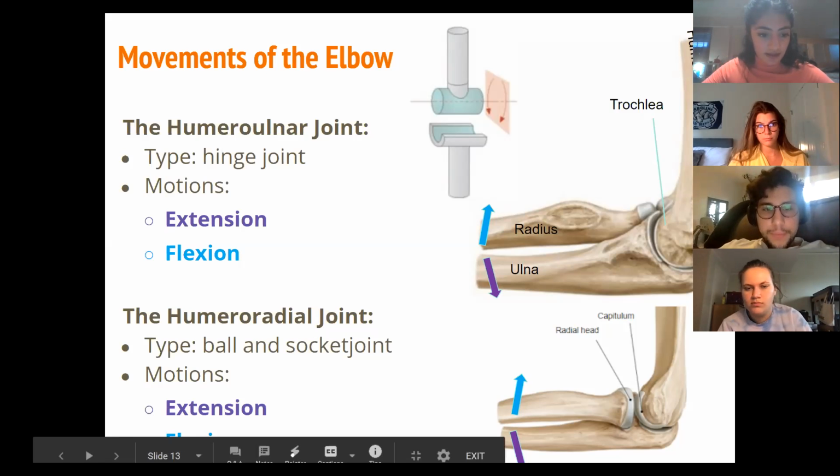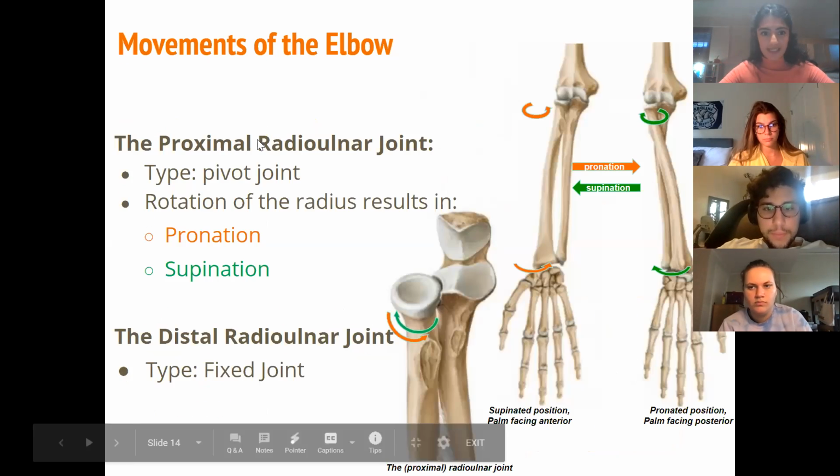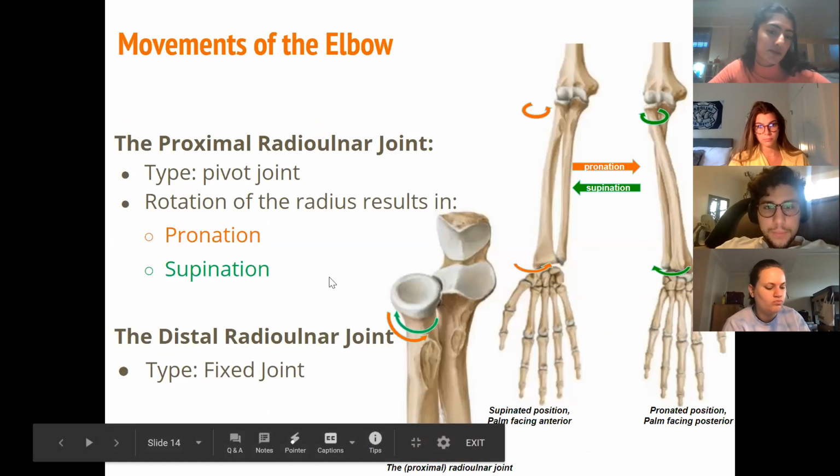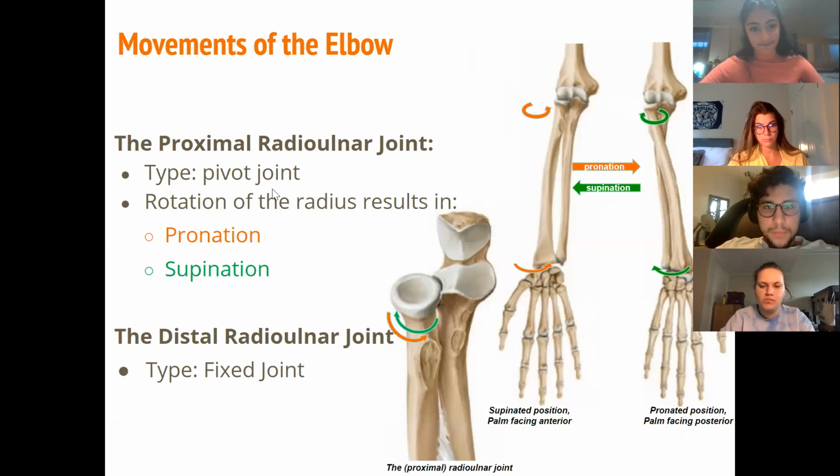Okay. And then the last 2 joints we'll talk about for this one is the proximal radial ulnar joint and then the distal radial ulnar joint. So the proximal radial ulnar joint is what type of joint?